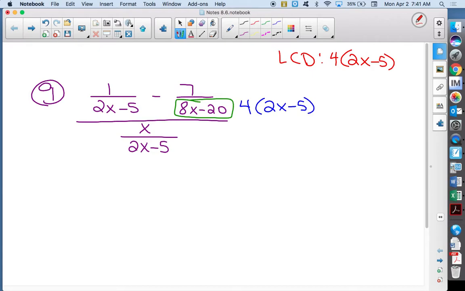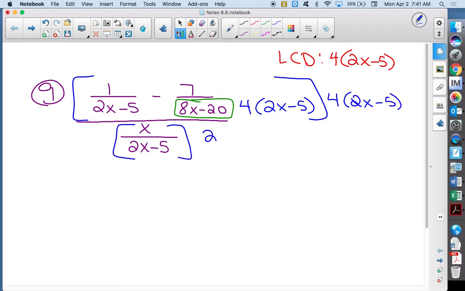So then the second method says that you're going to take the top of the fraction, and you're going to multiply it by the least common denominator, so you're multiplying it by 4 times 2x minus 5. You're also taking the denominator and multiplying that by the least common denominator, or kind of thinking of using the least common denominator with that fraction.